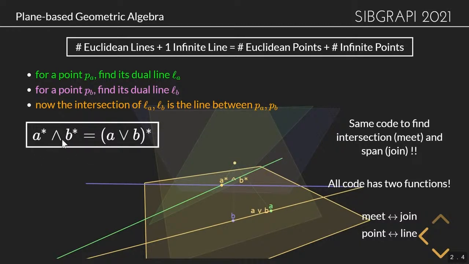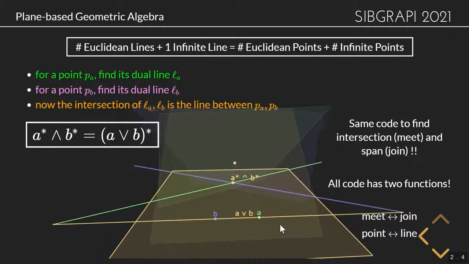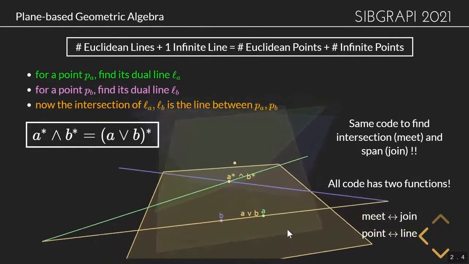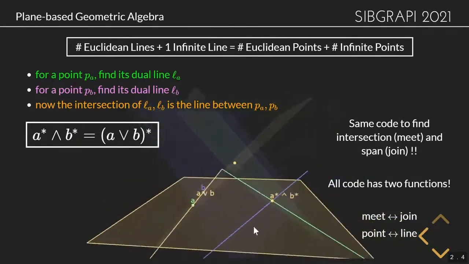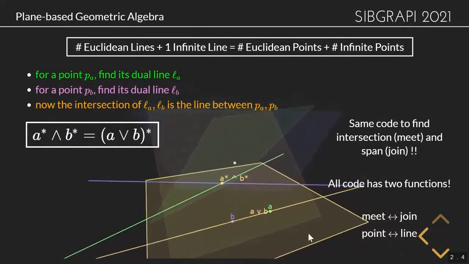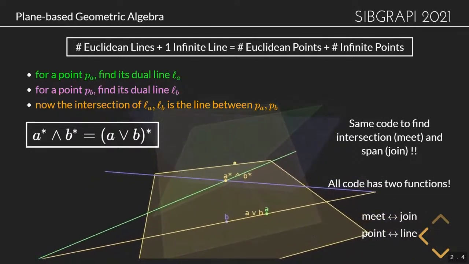I can then take the intersection, and when I do, I will find the dual of the connecting line. And you can actually do this with any code you write in PGA. If you describe your code and it says something like, "Oh, this is the join between two points," then you could swap join and meet, and you can swap point and line, and you will get a new interpretation for the exact same piece of code.